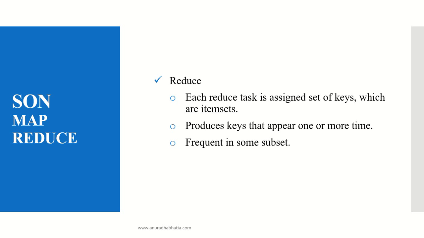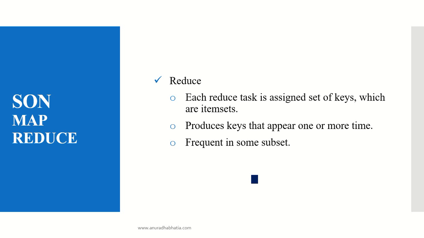Now how does the reducer work? Each reduce task is assigned a set of keys which are item sets. We produce keys that appear one or more times and are frequent in a subset. If you have seen that A appears 5 times, so A is frequently occurring.